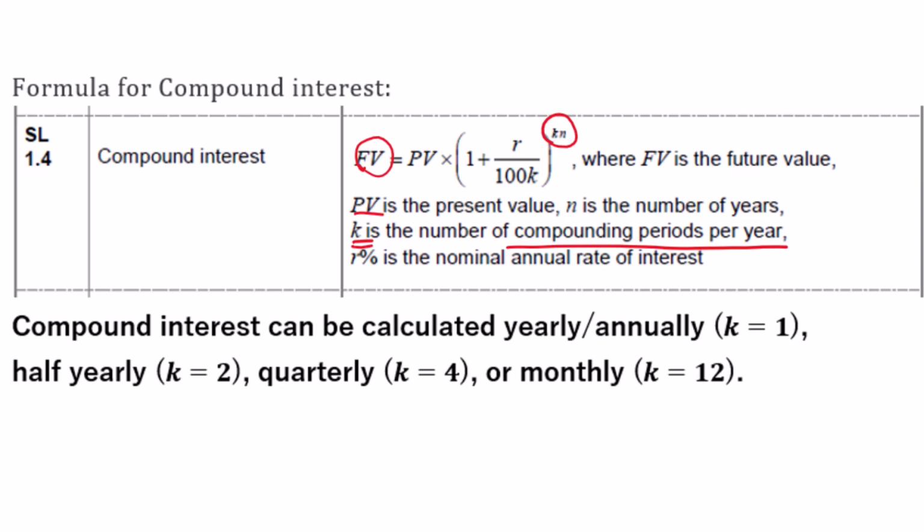Yearly or annually compounded, K equals 1. Half-yearly compounded, K equals 2. Quarterly compounded, K equals 4. Monthly compounded, K equals 12. N is the number of years. R% is the nominal annual rate of interest.